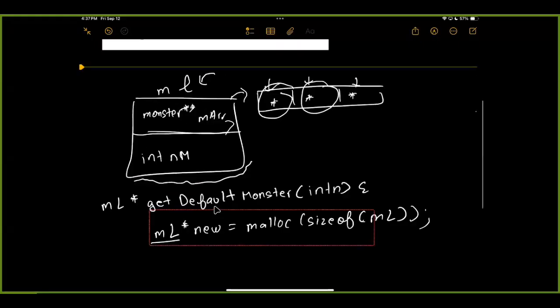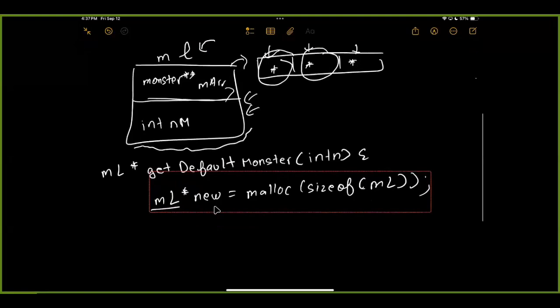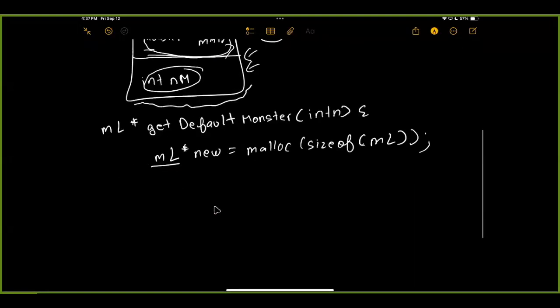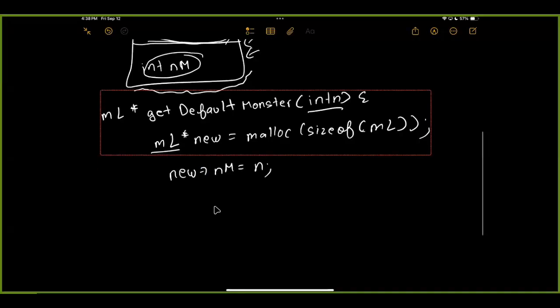Right? So now I have created this outer box. Now, once I have created the outer box, I need to fill this in and I need to initialize this memory. So let's do the easy part first. I'm just gonna say new arrow nm equal to the same thing as n, which is passed on to the function, which represents how many monsters we have, right?